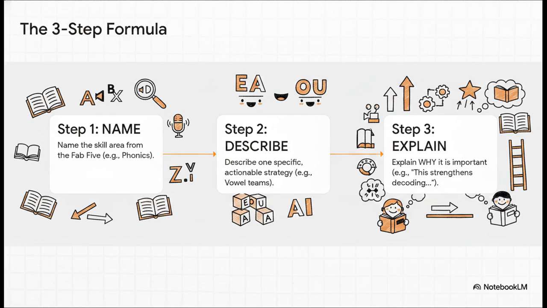So here it is, the 3-step formula. First, you name the skill area from the Fab Five you're focusing on, like phonics. Second, you describe a specific, concrete strategy, like teaching vowel teams. And third, the magic step, you explain why it's important. For example, this strategy is crucial because mastering vowel teams helps students decode longer words, which in turn boosts their reading fluency and confidence. See? Name it, describe it, explain it.